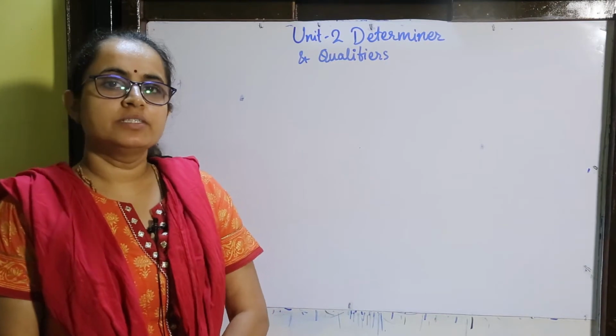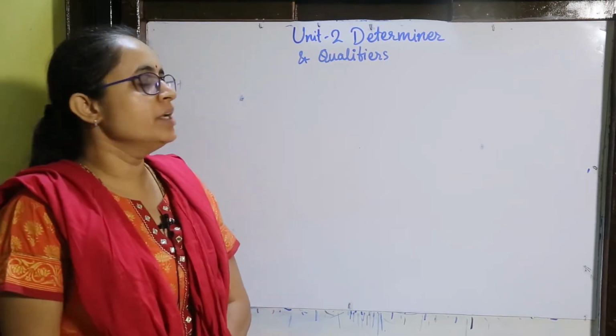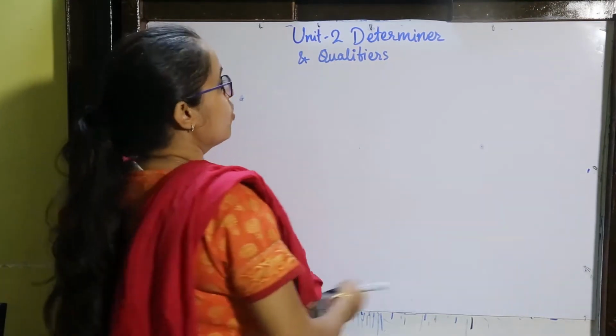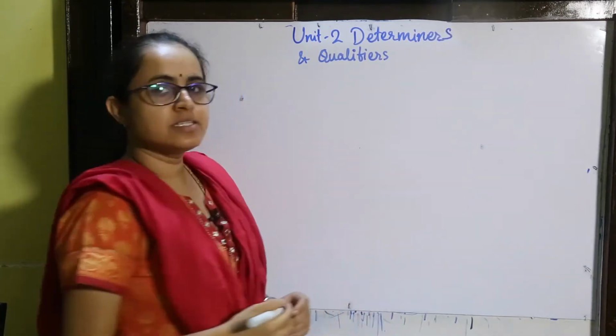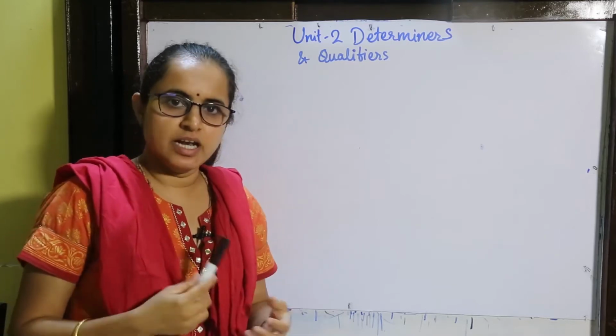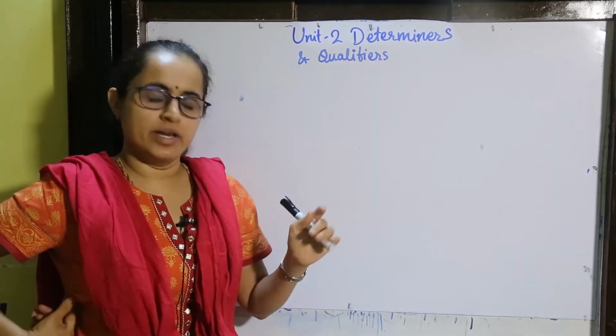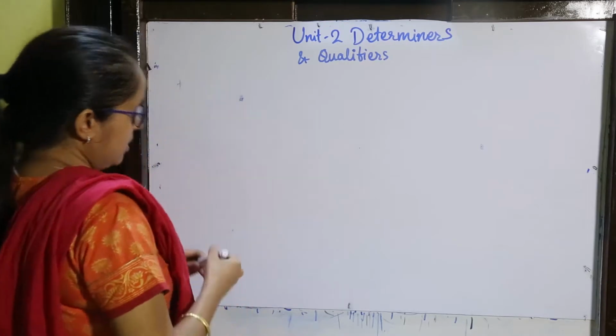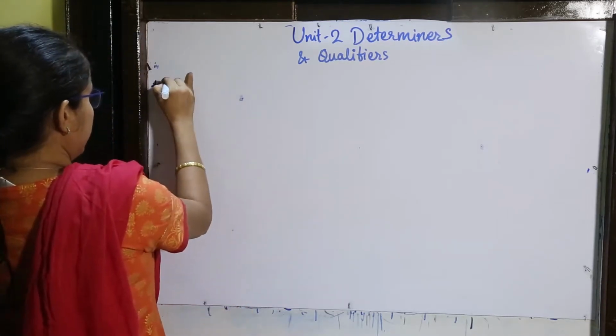Good afternoon students. Today we will study unit number 2, determiners and qualifiers. We have already studied types of sentences, then we studied question tags. Now we will study determiners and qualifiers. First of all, what are determiners? I will write that for you.